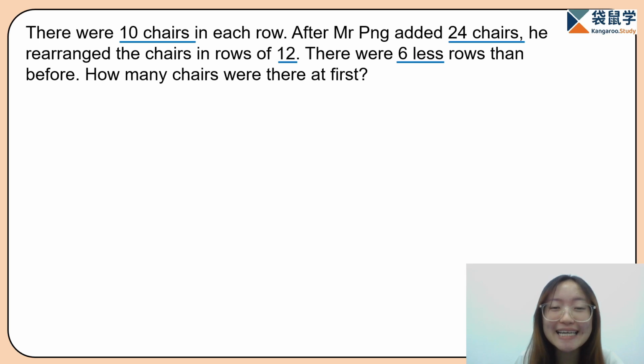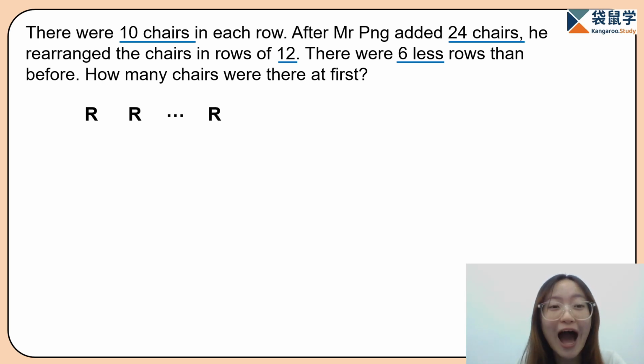Firstly, we can see that there are 2 cases over here. When it started with 10 in each row and after rearranging, rows of 12. So in order to visualize these 2 cases, let's list down what we have. Let me use R to represent each row. Now, do we know how many rows there are? No, right? So let's represent the number of rows like this.